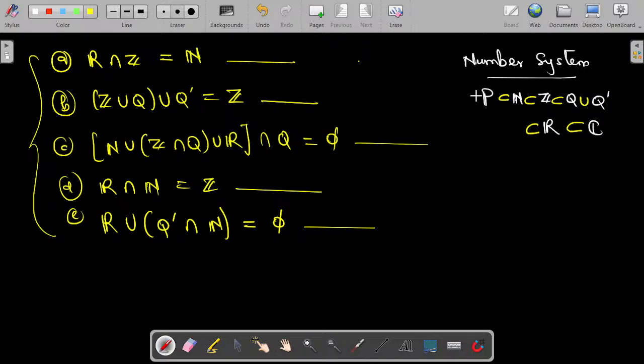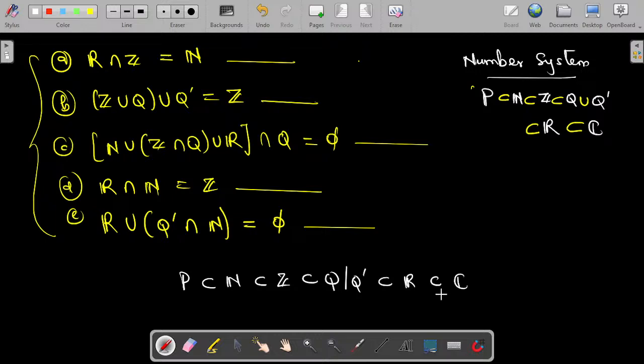Now this relationship is the most important thing you need to be able to answer these questions. So let me write it here. P, which is prime numbers, are inside N. N is inside Z. Z is inside Q. Q together with Q prime is inside R, and R is inside C.